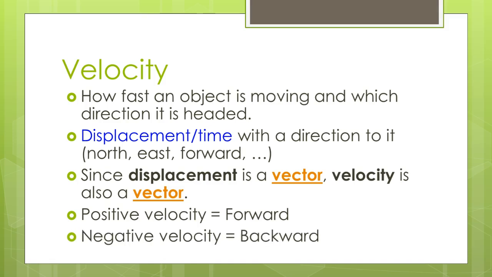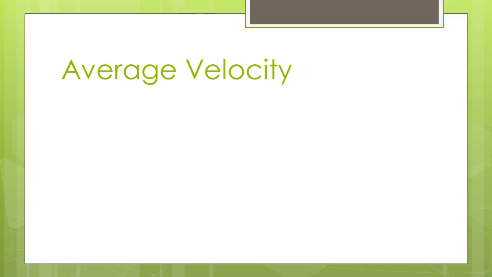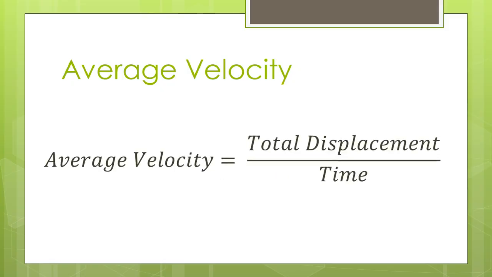A negative velocity means you're moving backwards, or in some cases down. This is when we're referring to just working in one dimension. Average velocity is calculated by taking total displacement divided by time. This is where understanding the difference between distance and displacement is very important.